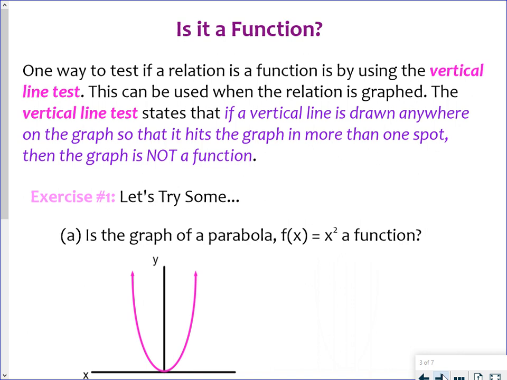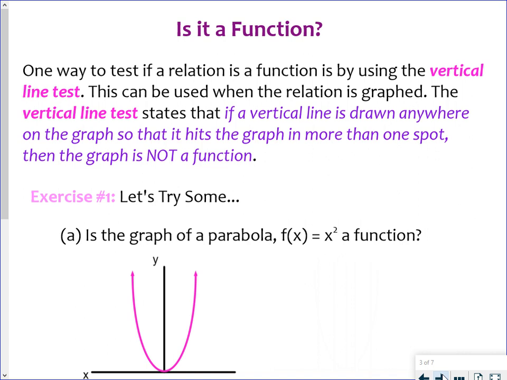This test can be used when the relation is graphed. The vertical line test states that if a vertical line is drawn anywhere on the graph so that it hits the graph in more than one spot, then the graph is not a function, because that would say that we had more than one output for our x value.